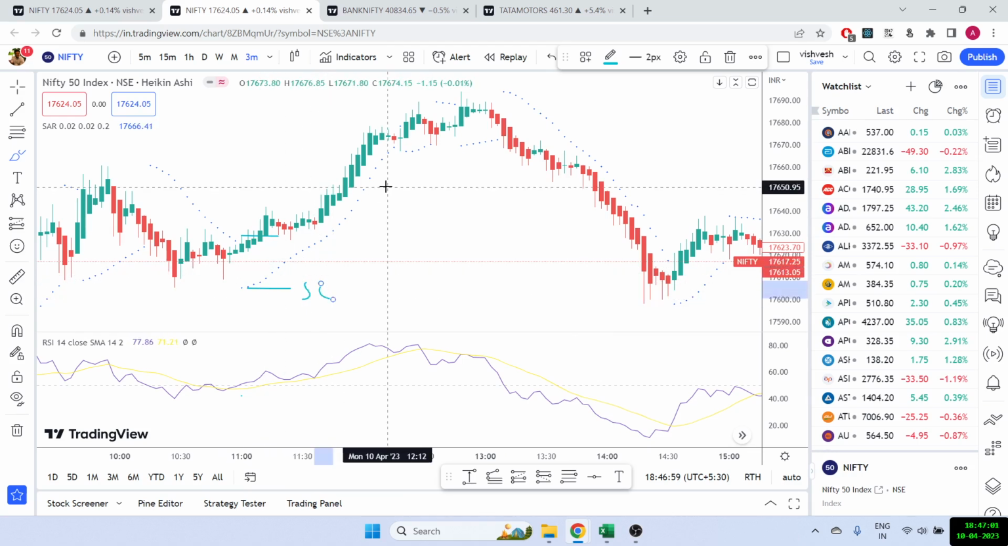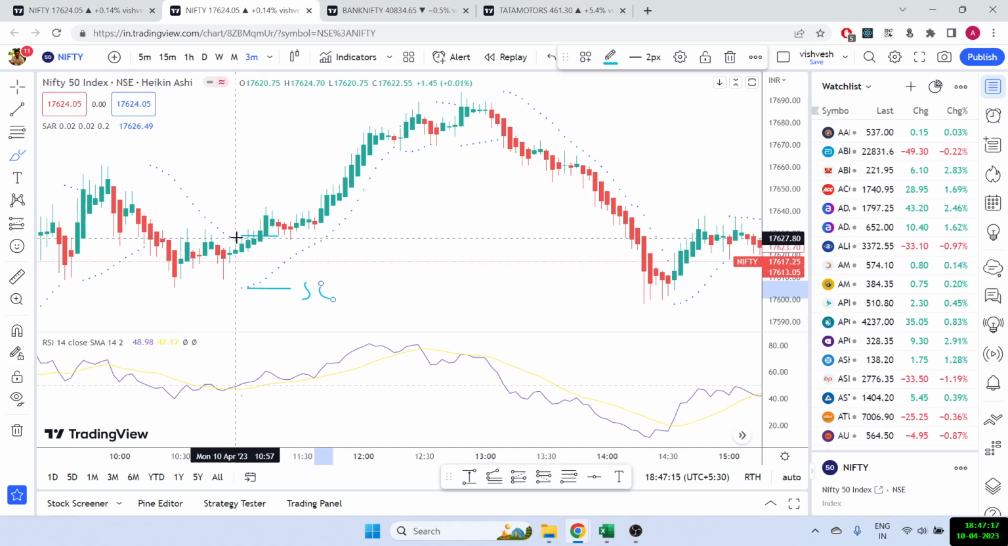Why I like PSAR more than the Supertrend is because you can see that the PSAR moves really quickly. That means I will be able to trail my stop loss really quickly in PSAR compared to Supertrend. So that's my entry. Now in this, I also have an exit criteria.